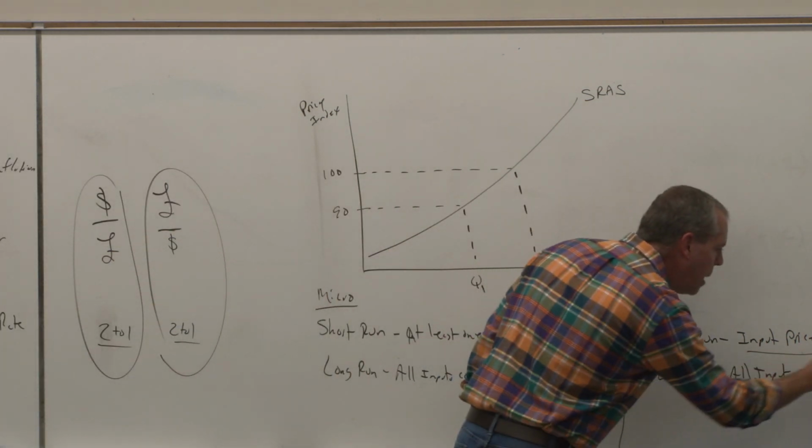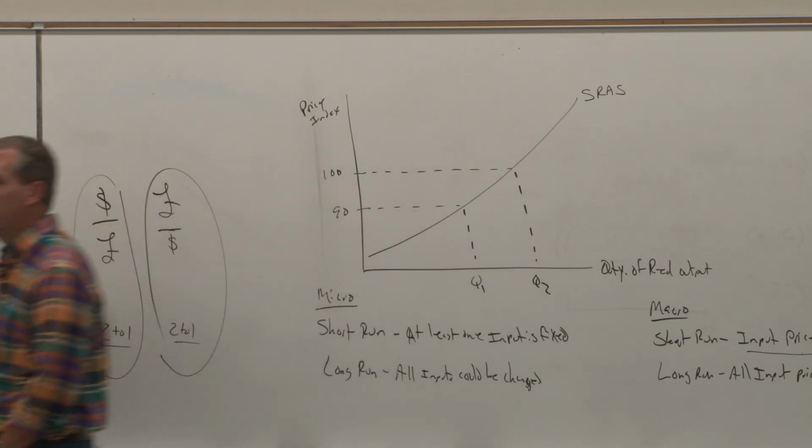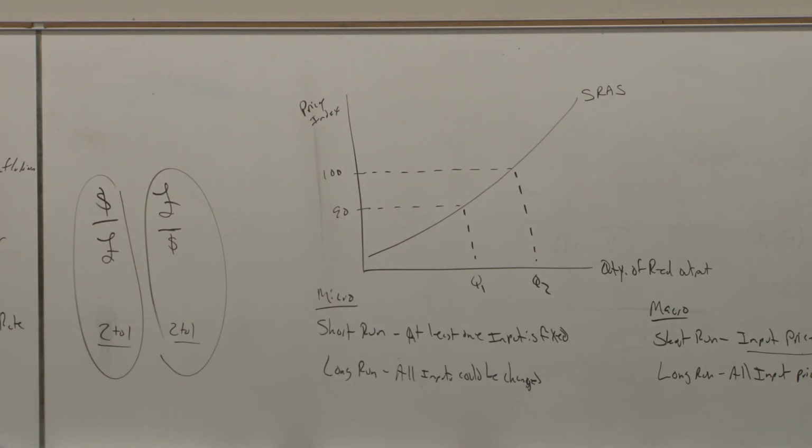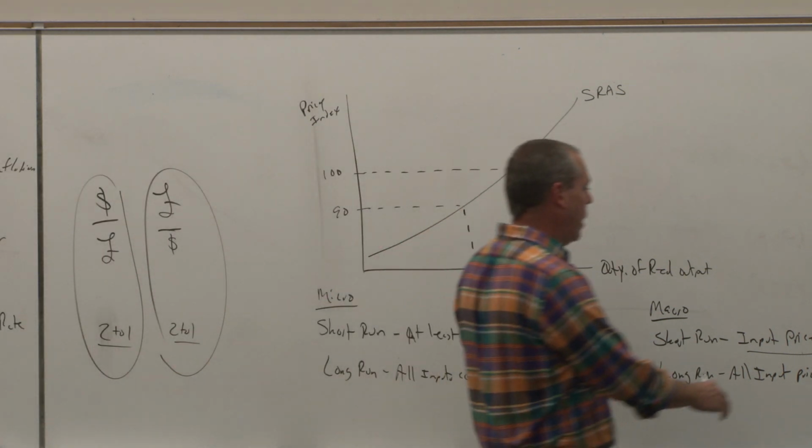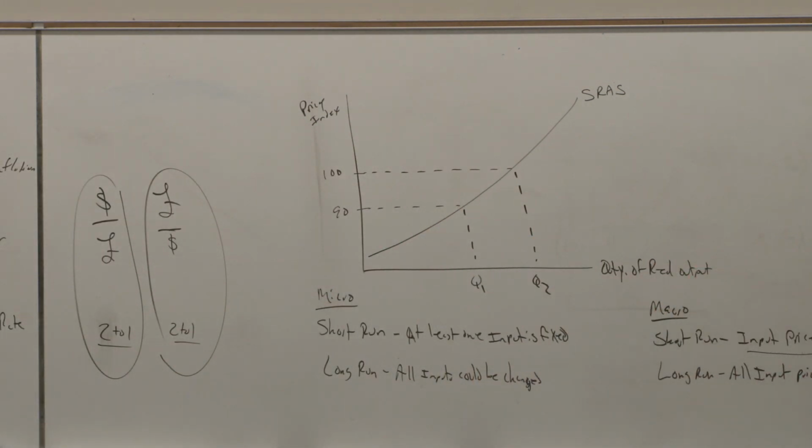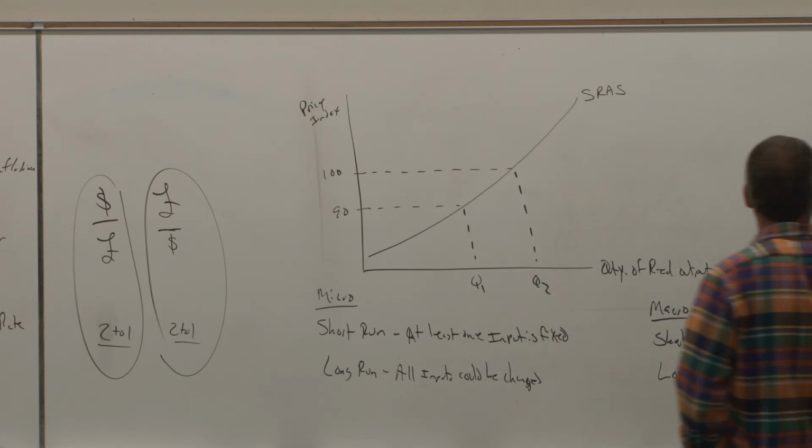But the input prices are fixed. The output prices are increasing. The input prices are staying the same. What does that mean for the firms? They're making more money. Profits have gone up. That's exactly what it means. So what this means is that in the short run, these input prices are fixed, but output prices can change, right?